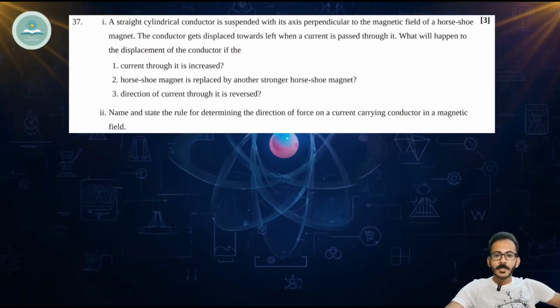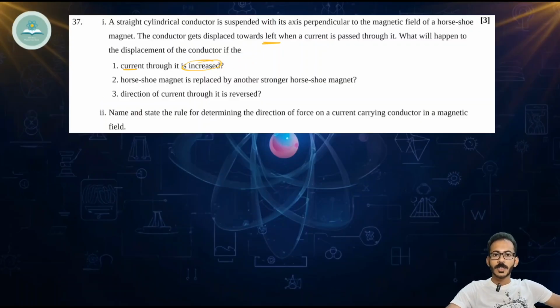A straight cylindrical conductor is suspended with its axis perpendicular to the magnetic field of a horseshoe magnet. The conductor gets displaced towards the left. So it has got displaced towards the left side when a current is passed through it. What will happen to the displacement of the conductor if, first question, the current through it is increased? We are increasing the current.